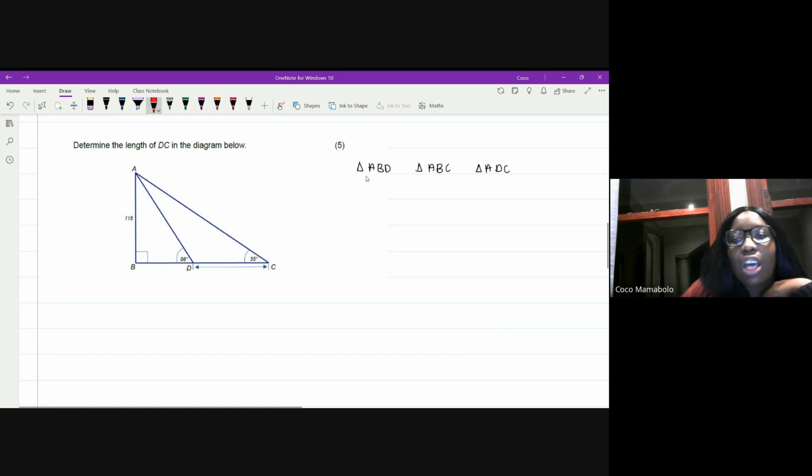Now, before we even start, ma'am says we're not going to be able to use that one. Who can tell me why? Well, not in grade 10 anyway. Why can we not use triangle ADC?